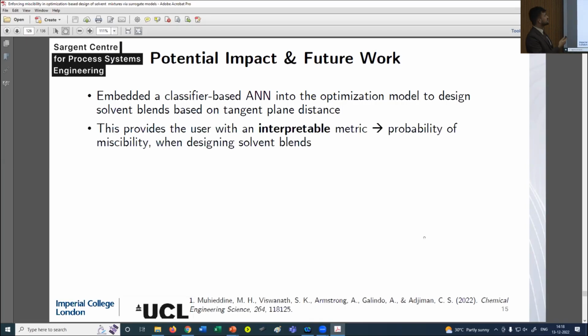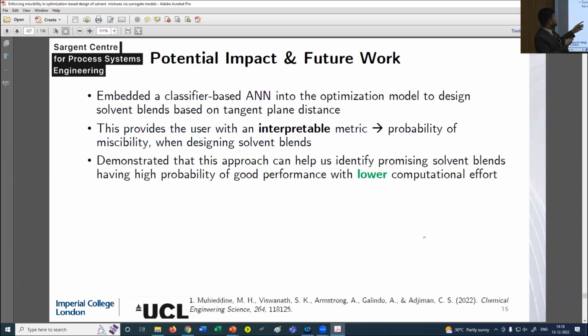But just to conclude and summarize, we've shown that we can embed a classifier-based model to design solvent mixtures. And one very good advantage of this approach is that it provides the person who's in charge of developing the process with an interpretable metric, which is whether a solvent mixture is miscible or not. So it gives us a probability rather than a sufficient condition, which just gives a number which we cannot really understand. And we also showed that we can identify promising solvent blends which have a high probability of actually being realized in practice with lower computational effort.